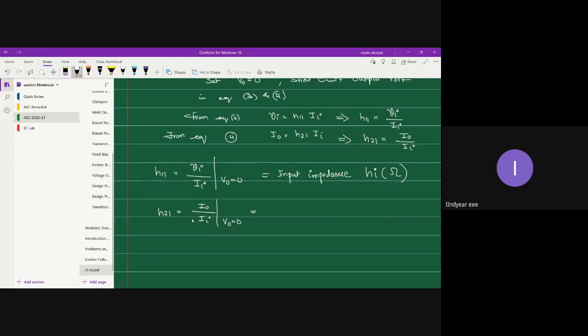On the other hand, I naught by Ii is your conventional gain, right? Always we find gain as some output parameter divided by some input parameter.